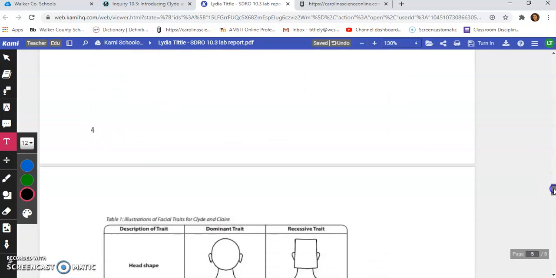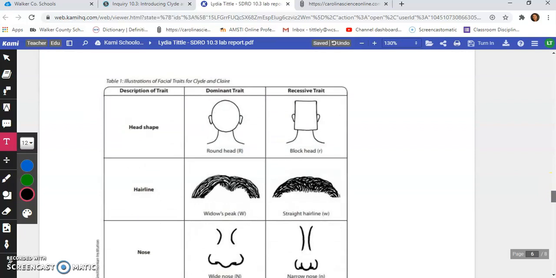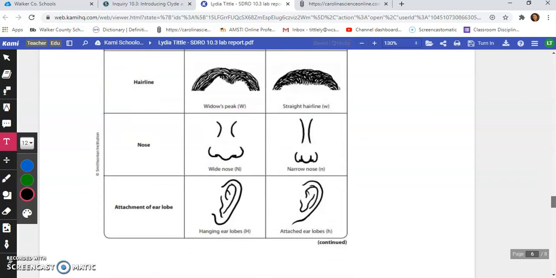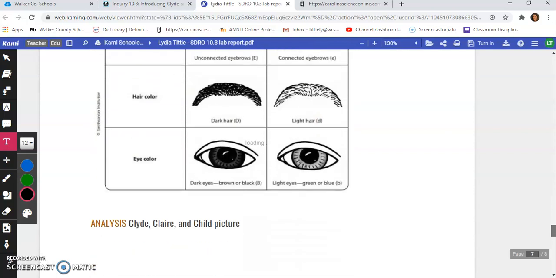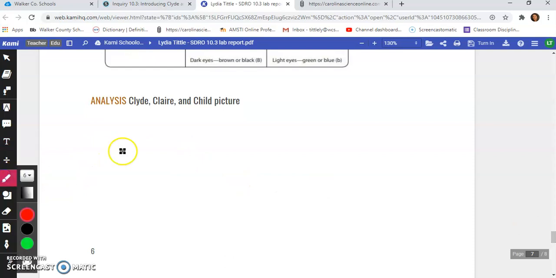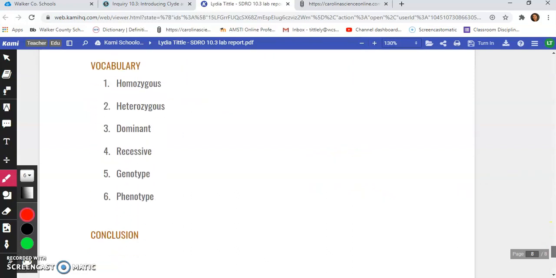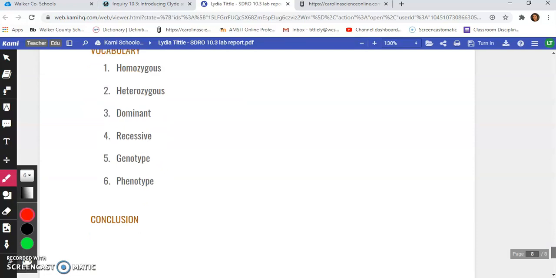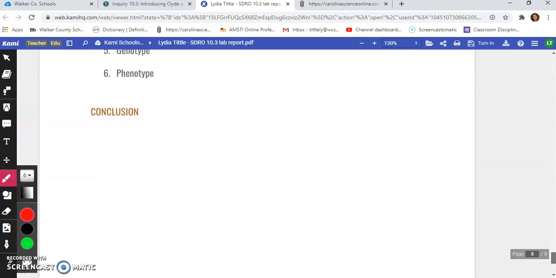Okay, when you finish gathering all of the results, then here are some pictures that show examples of what the traits look like. And so in this space here, you would use your drawing tool and you would draw what Clyde looks like, what Claire looks like, and what their child looks like. And by then you will know if your child is a male or female, and so you can give the child a name if you would like to. Okay, then you have a couple of vocabulary words to look up in the glossary, and then you have a space to write your conclusion.